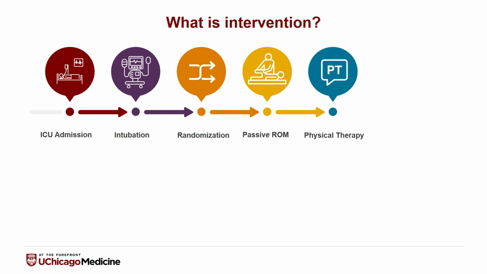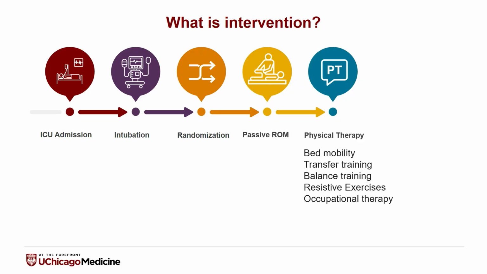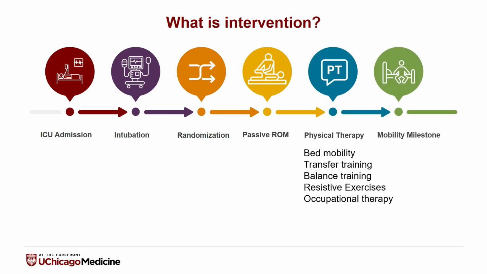Others loosely defined the intervention as physical therapy, but when you look at how they define it, it could range between in-bed mobility, transfer training, balance training, resistive exercises. Some clinical trials included physio and occupational therapy, so it's really hard to understand what that intervention is. And then finally, what might be a little bit more clear is to say, what did they do in the session? What was the milestone that they achieved to determine what is the minimum dose necessary to see the effects of mobilization?